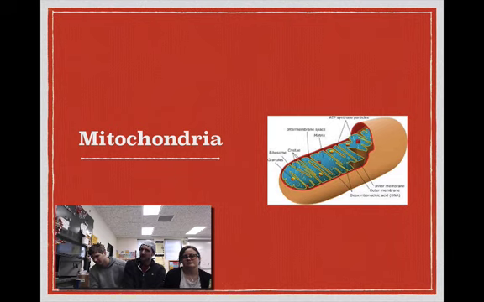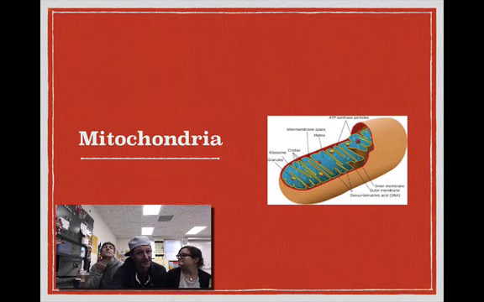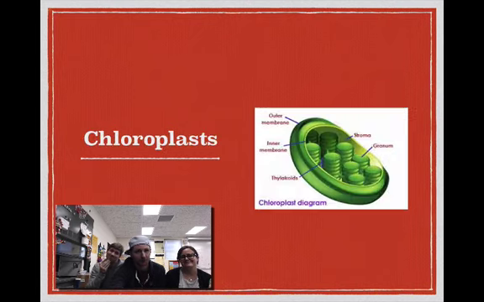Next is the mitochondria. This also is known as the powerhouse of the cell. This is where all the energy the cell needs is made. It's got its own DNA. It has its own membrane. It's membrane bound. Double membrane. 2 membranes.